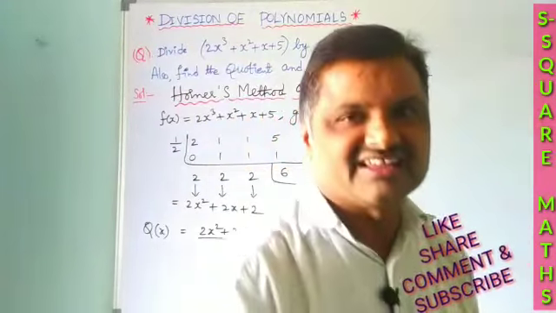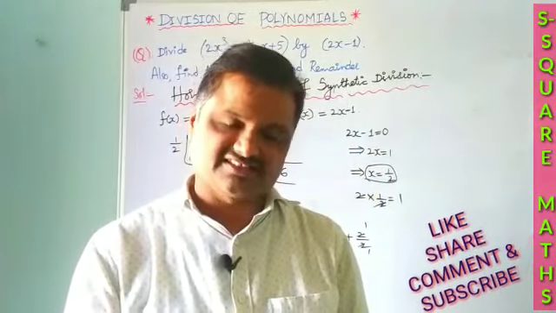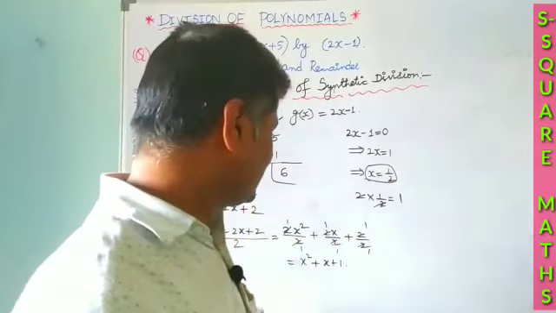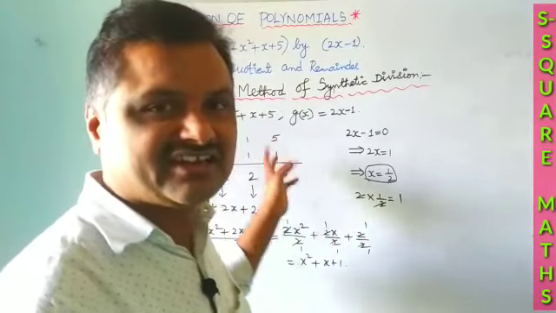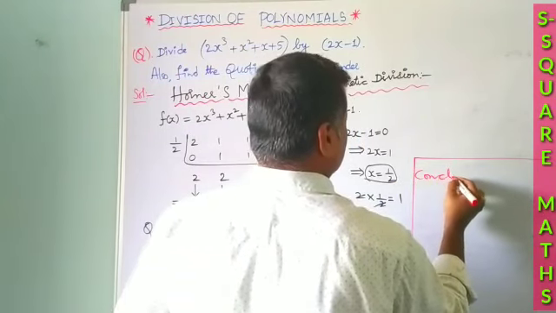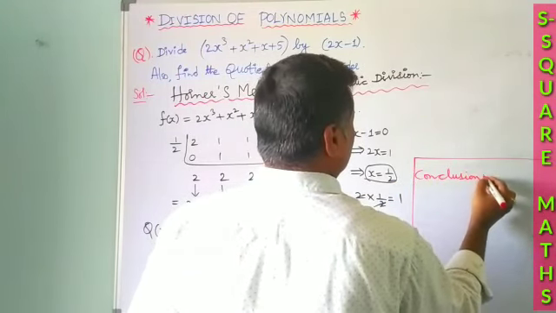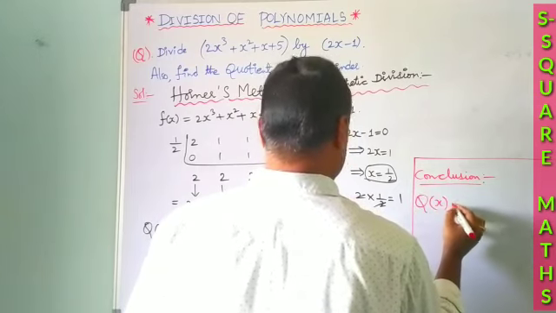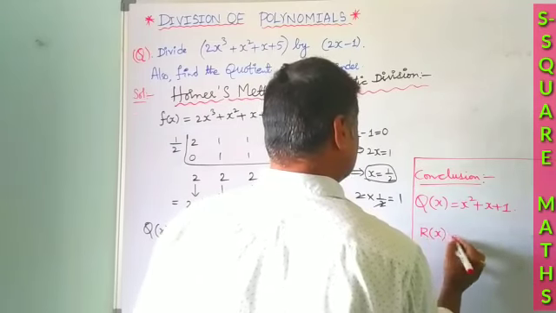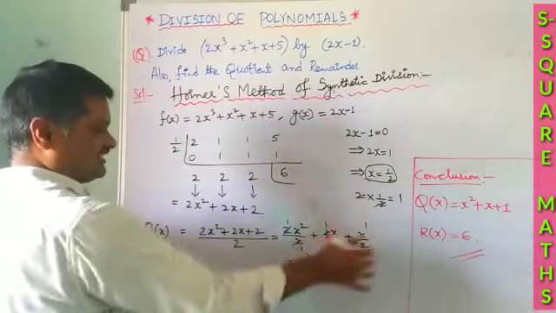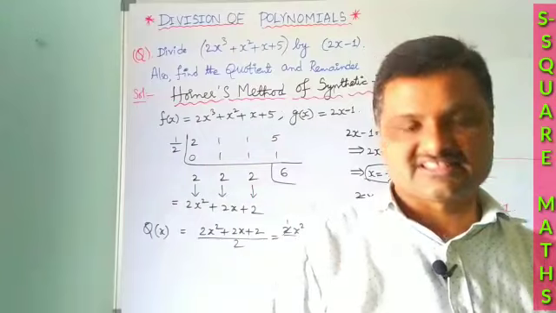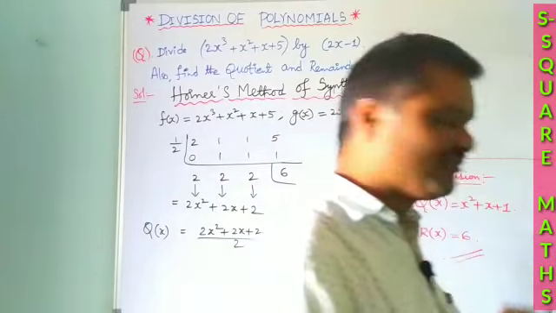This is a very rare concept for students and various candidates learning the 8, 9, 10 syllabus of polynomials, Horner's method of synthetic division and long division method. So finally our conclusion is: q of x is x square plus x plus 1 and r of x is 6, by Horner's method of synthetic division. Previously we discussed the long division method for the same problem, and we got the same quotient and remainder.